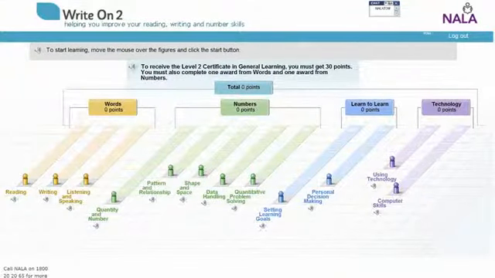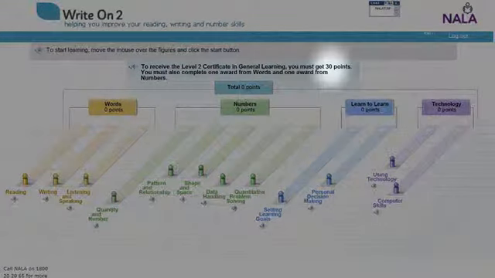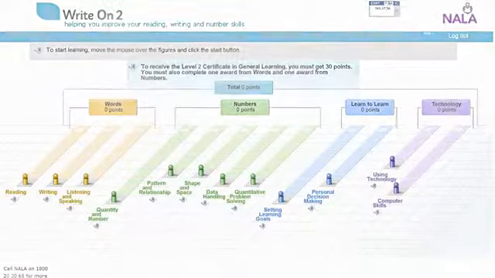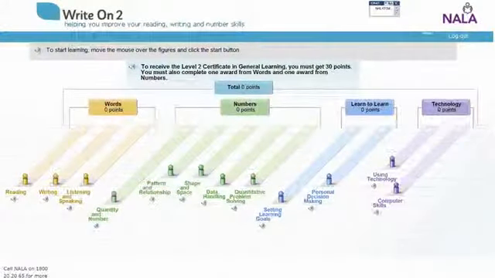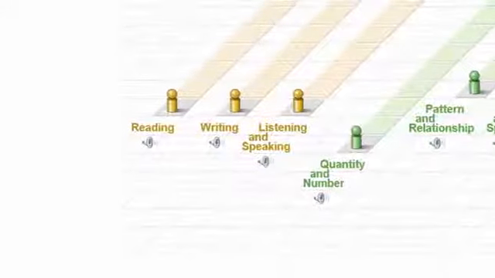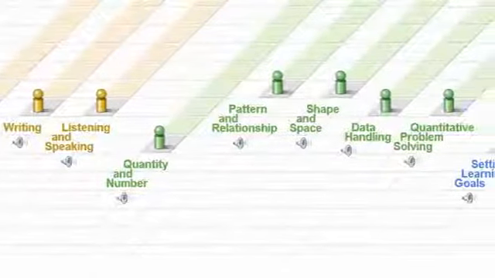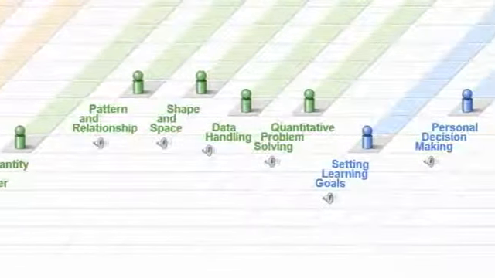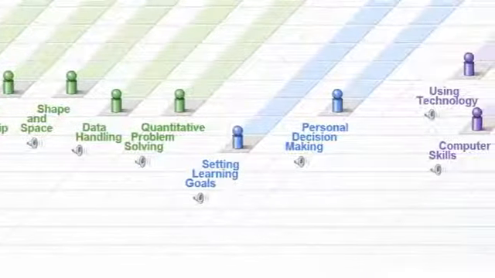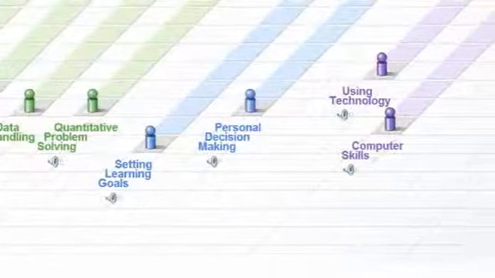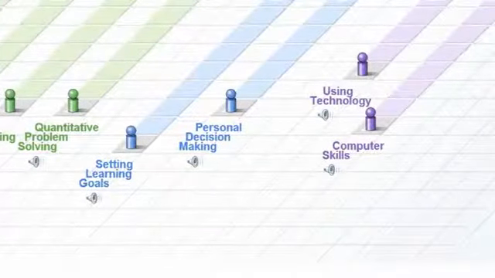To get the Level 2 Major Award, you need to get 30 points by first completing some minor awards. The lesson screen shows you the 12 minor awards available at Level 2. Each minor award is worth 5 credits, except for quantity and number, which is worth 10. The minor awards are reading, writing, listening and speaking, quantity and number, pattern and relationship, shape and space, data handling, quantitative problem solving, setting learning goals, personal decision making, using technology and computer skills.